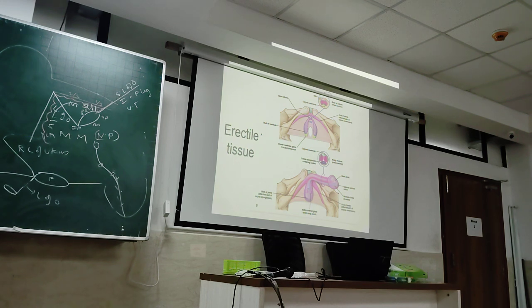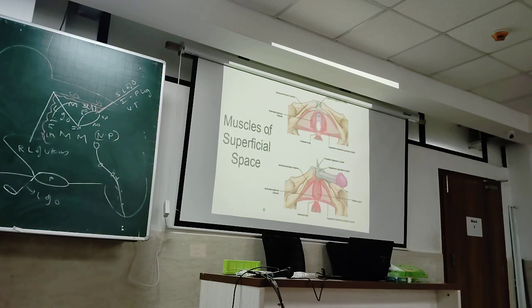bulb, are covered by muscles, which are called ischiocavernosus, covering the crura, and bulbospongiosum, covering the bulbovestibule or bulb of penis.